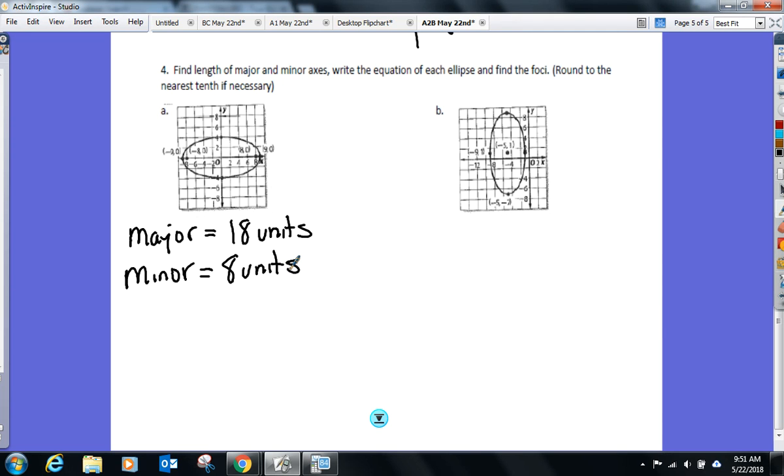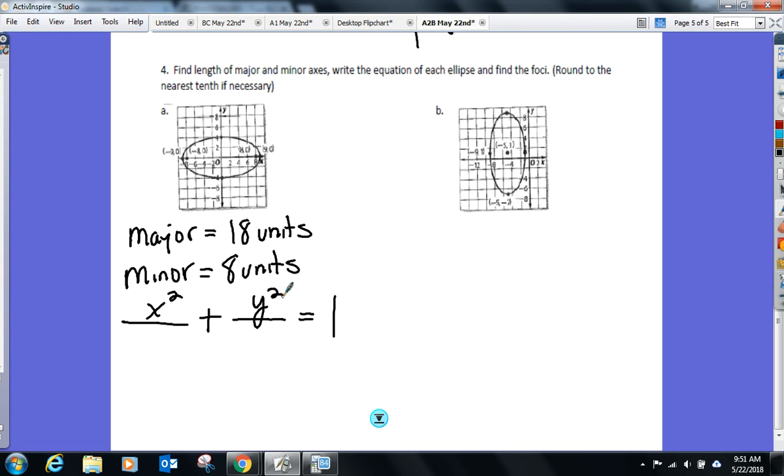Okay, ready for the equation. We can do it. We got it. Something plus something equal to 1. Yeah, here we go. Can you guys identify the center first? 0, 0. So what should go on the tops here? X squared and Y squared. We got it now.